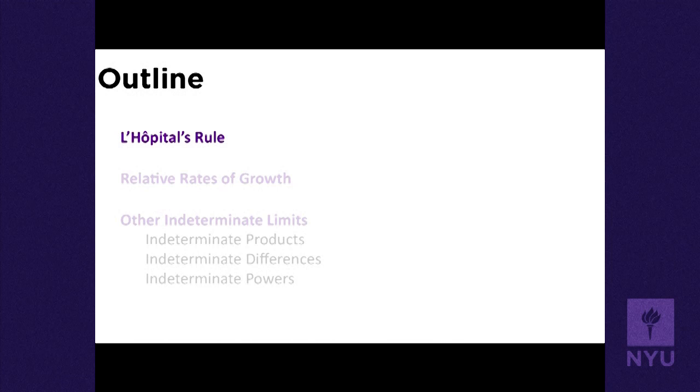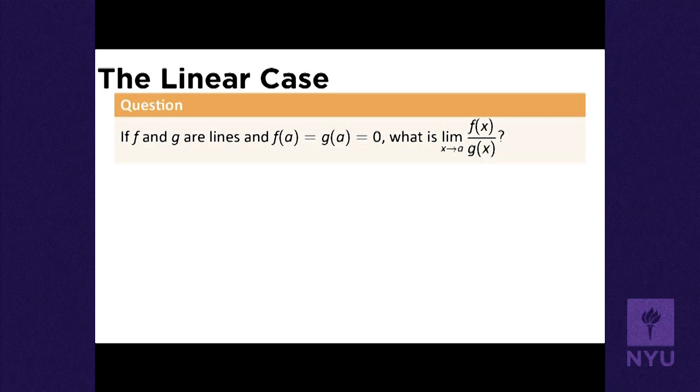So I want to introduce a tool for finding some limits of indeterminate forms. And it's all based on a simple case extrapolating to a non-simple case. So here's the simple case. Suppose f and g are linear functions. Their graphs are straight lines. And we know that f of a and g of a are both 0. What should the limit as x goes to a of f of x over g of x be?